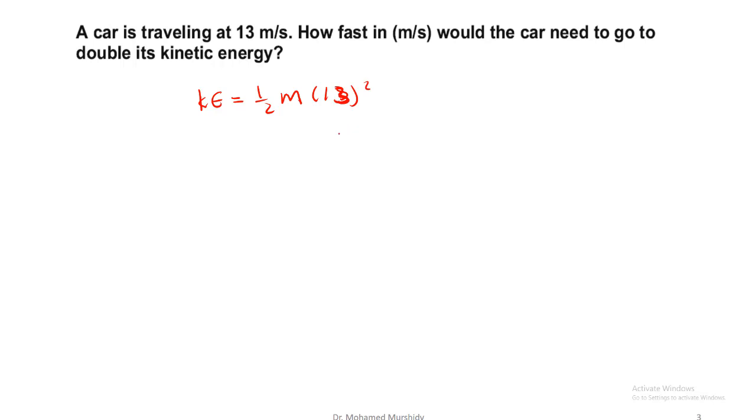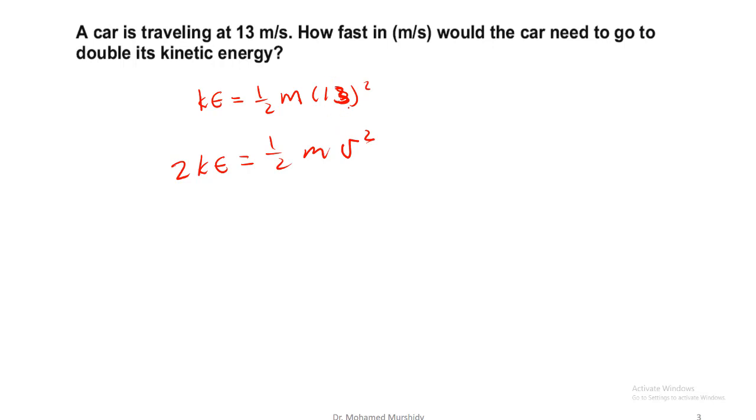Now, the speed will change and the kinetic energy will double. So this is the first case, and in the second case, the kinetic energy will be doubled. So it will be 2 KE to this value. Is it still equal to half m 13 squared? No. That will be half m, and for the new speed we will call it v.